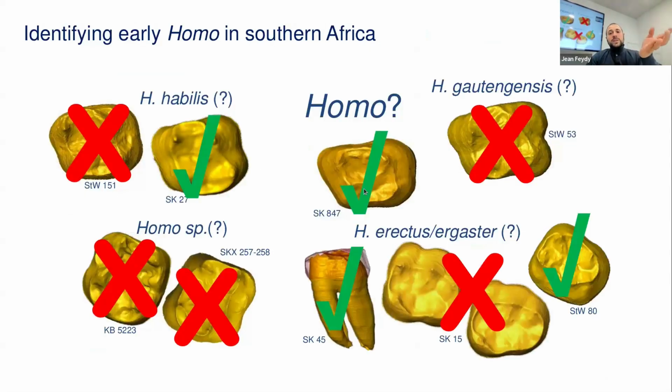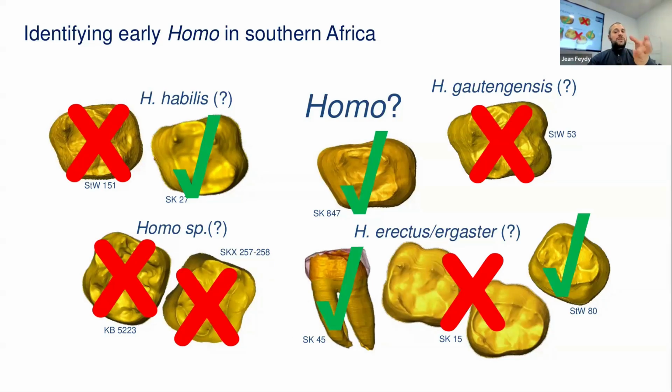But by the end of this study that was published 2 years ago, at least we could identify some specimens that are very likely to be human, and others that are very unlikely to be humans. And this one here that you can see at the bottom is part of a mandible. It's not just 2 teeth, but it's a mandible with several teeth.